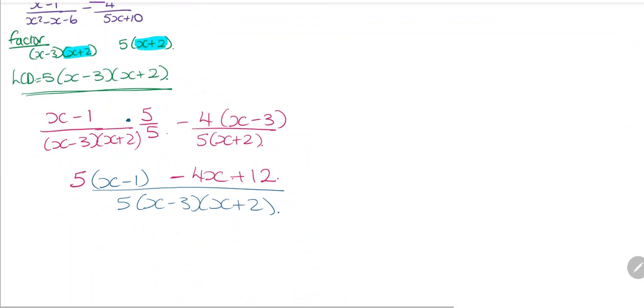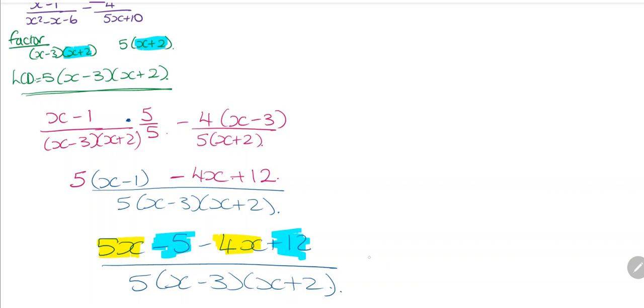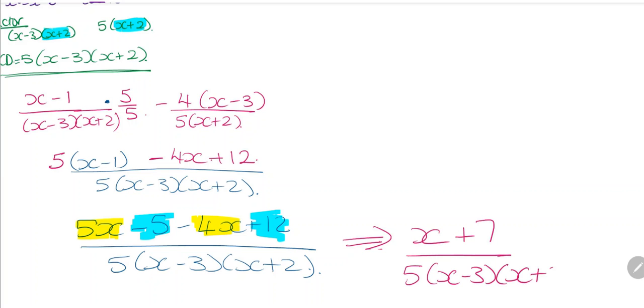So let's expand this. We've got 5x minus 5 minus 4x plus 12, over 5, x minus 3, x plus 2. Now we can simplify the x's and the numbers. So 5x minus 4x is just going to be x, minus 5 plus 12 is going to be plus 7. And then we have 5, x minus 3 and x plus 2 on the denominator.